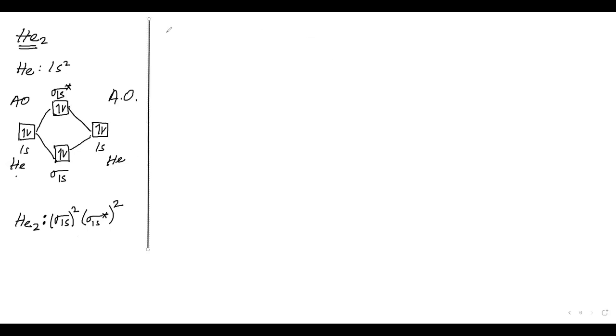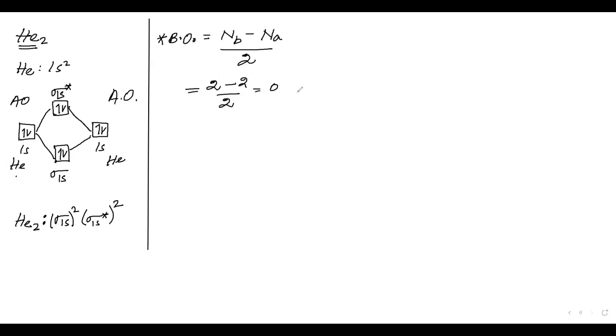Okay, fine. Now we will find the bond order. Bond order is equal to NB minus NA divided by 2, where NB is the number of electrons in bonding molecular orbital and NA is the number of electrons in anti-bonding molecular orbital. Number of electrons in bonding is 2, in anti-bonding is 2. So 2 minus 2 by 2, it will be 0.